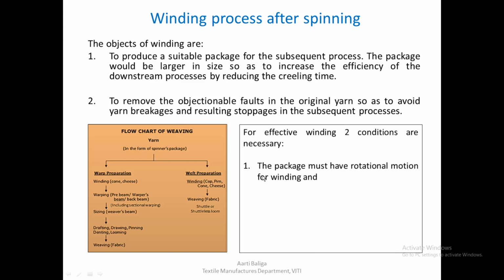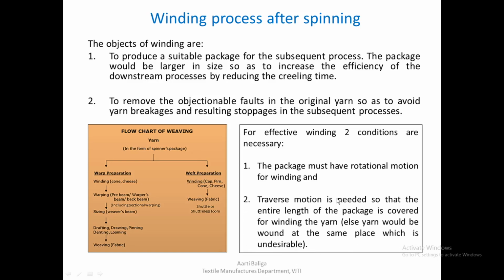So for effective winding, there are two conditions that are very important. The package must have rotational motion for winding, and the second thing is that it should have some amount of traverse so that the entire length of the package is covered by winding. Otherwise the yarn would be wound at the same place, which is undesirable.